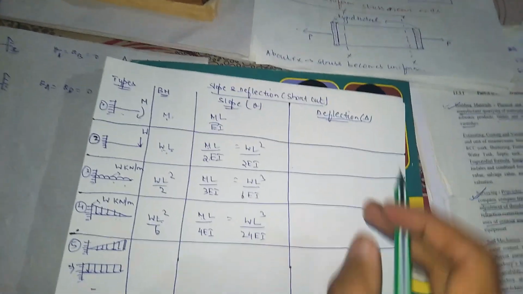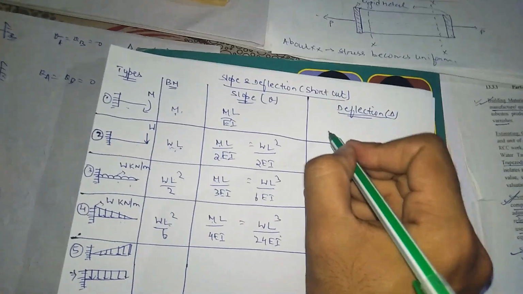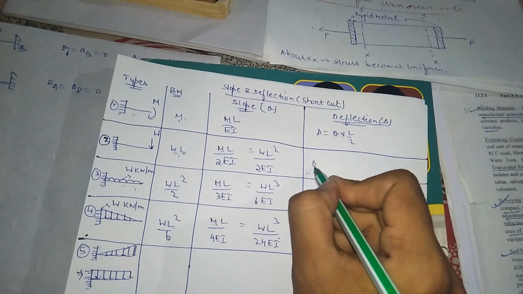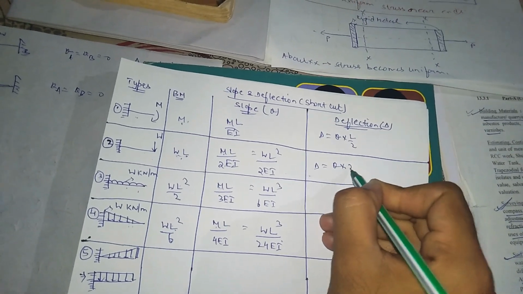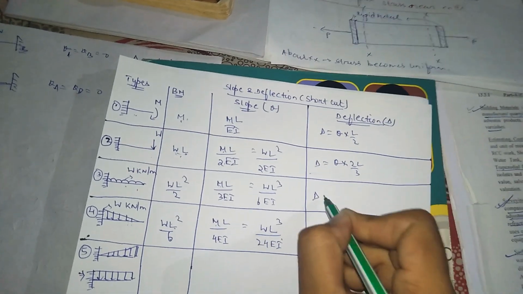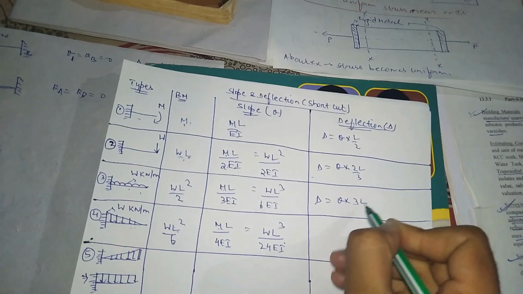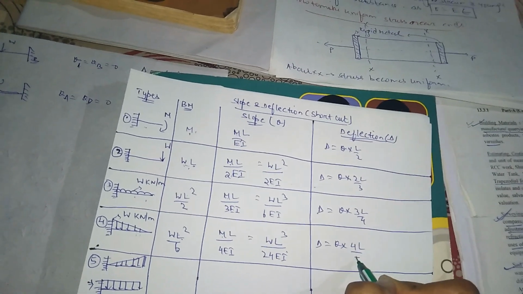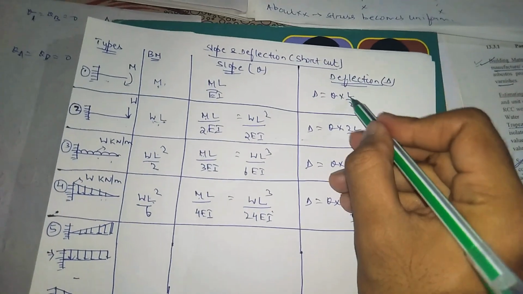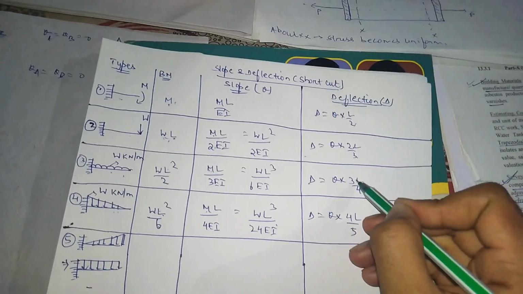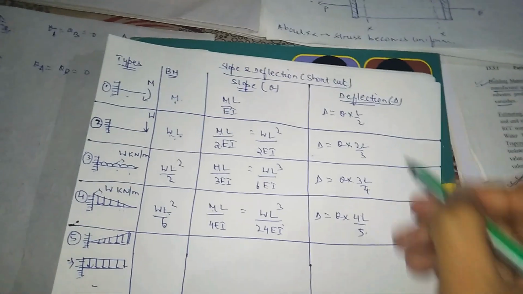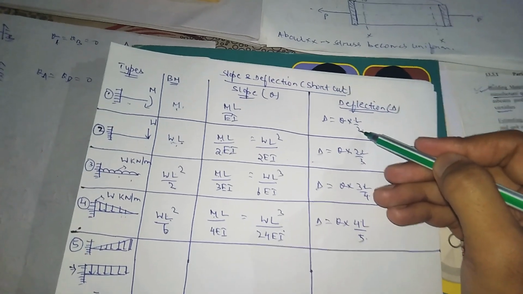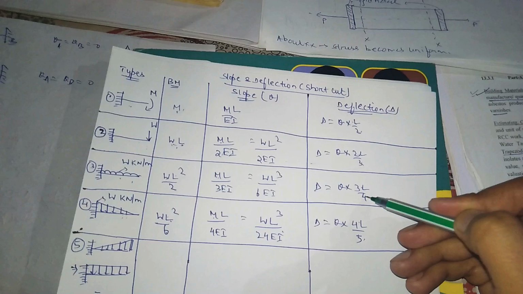Likewise, if you calculate deflection for these four cases, deflection will be slope into L by 2, for this slope into 2L by 3, slope into 3L by 4, slope into 4L by 5. See how the pattern goes. It is L by 2, 2L by 3, 3L by 4, 4L by 5. Means how it is going, like here numerator 1, denominator 2, then it changes to 2 to 3, 3 to 4, and 4 to 5.